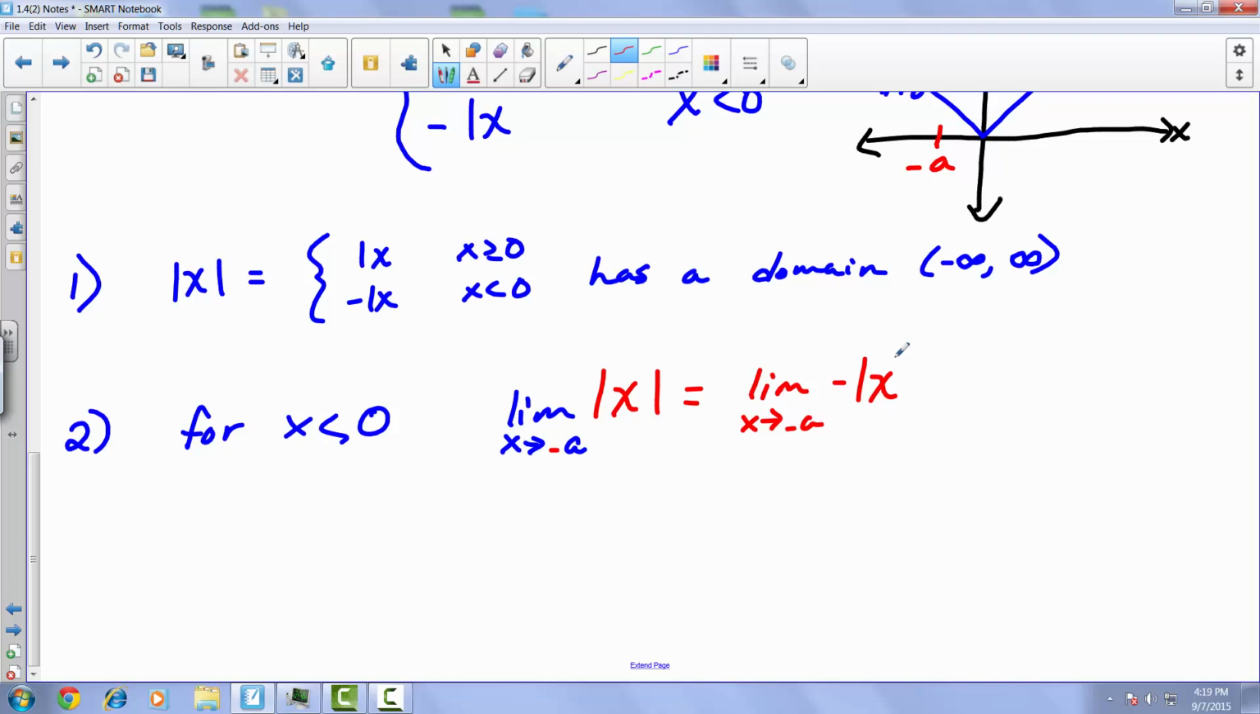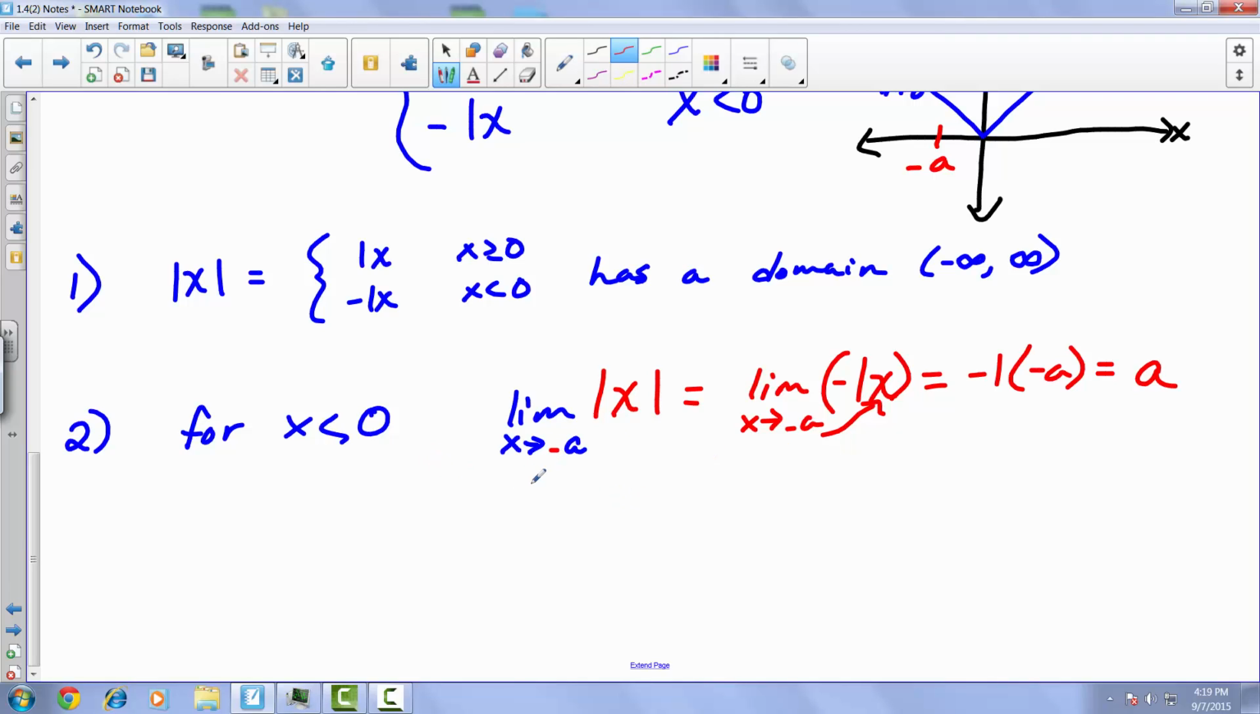And as a result of that, anytime you throw in that negative a for x, we end up with negative 1 times negative a, which simply comes out to be a positive a.